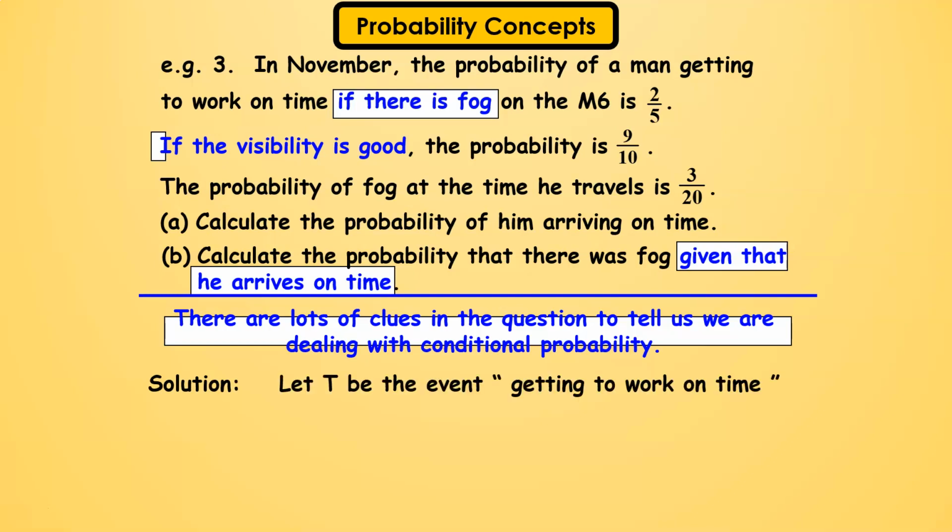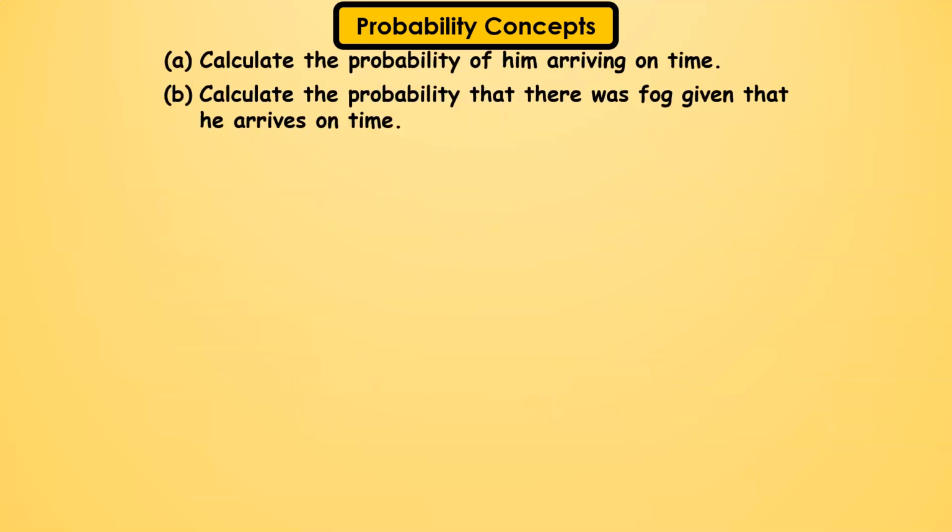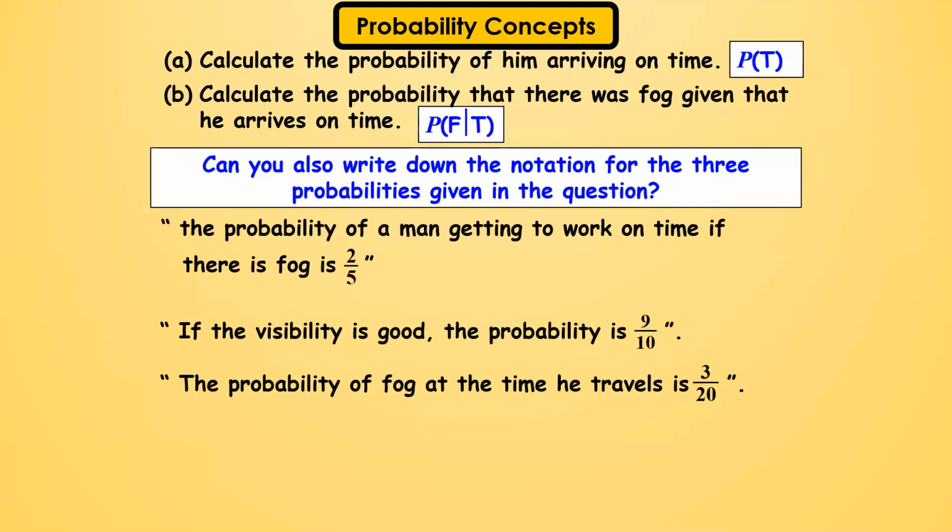So we're going to say that there are 2 events. First of all, that he gets to work on time. Second one, that there's fog on the M6. So these are the things we're trying to work out. So the probability of a man getting to work on time, given that there's fog, is 2 out of 5.